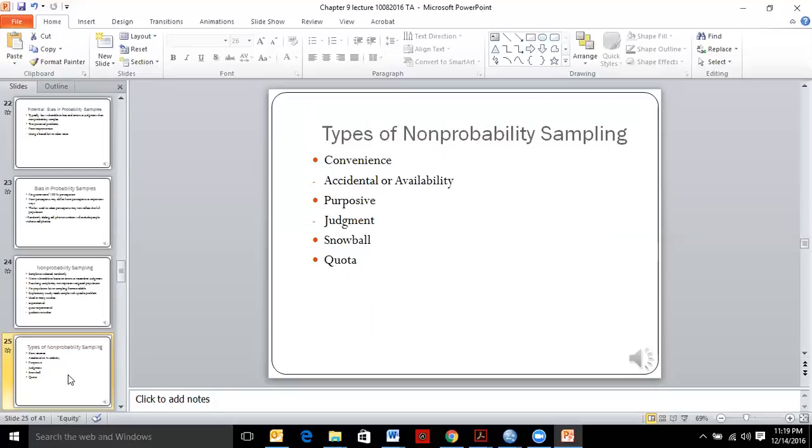This type of non-probability sampling has different types. It has convenient, accidental, or availability. It has purposive, or judgment. It has snowball, and the last type is quota.